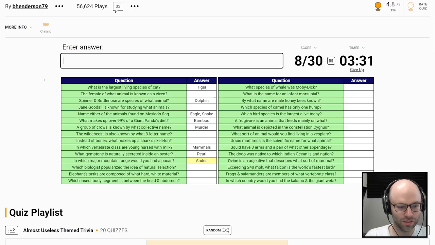Natural selection is from Darwin. Elephant tusks are made of ivory. What insect body segment is between the head and the abdomen? The thorax. Whale. What kind of whale was Moby Dick? Moby Dick was a... No, come on. He's a killer whale. He's a blue whale. He's a humpback whale.